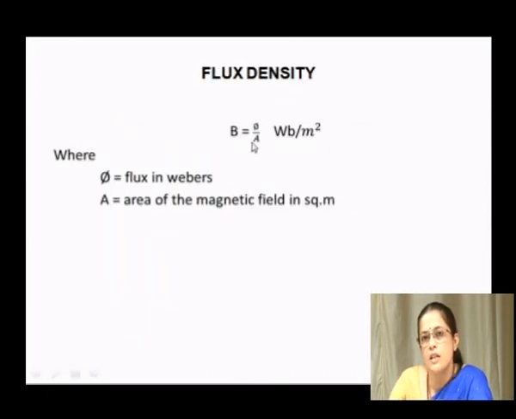So, the equation for flux density is B equals phi by A, where phi is the flux in Webers, and A is the area of the magnetic field in meter squared. Therefore, the unit of flux density, which is flux per unit area, is given as Weber per meter squared.